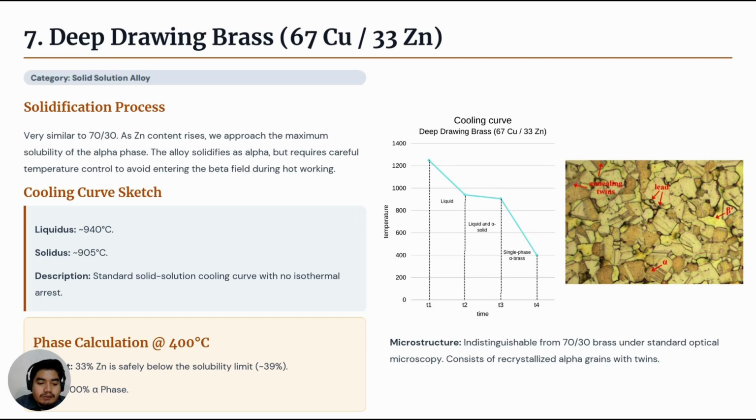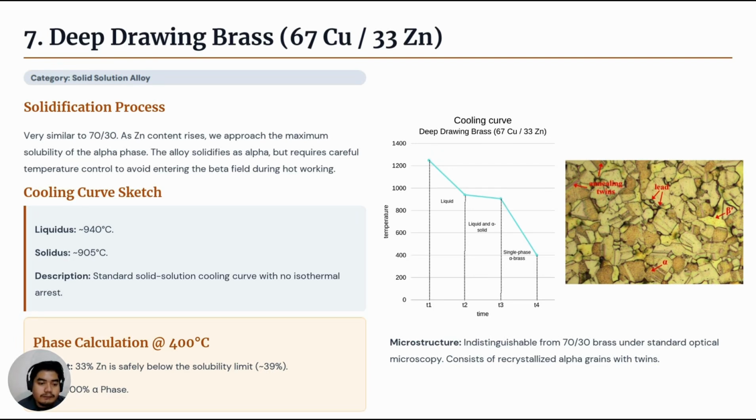Today, I will present about deep drawing brass. This slide covers deep drawing brass, which is a composition of 67% copper and 33% zinc, classified as a solid solution alloy. Since the zinc content is below the solubility limit of the alpha phase, zinc remains fully dissolved in copper, forming a single-phase alpha structure.